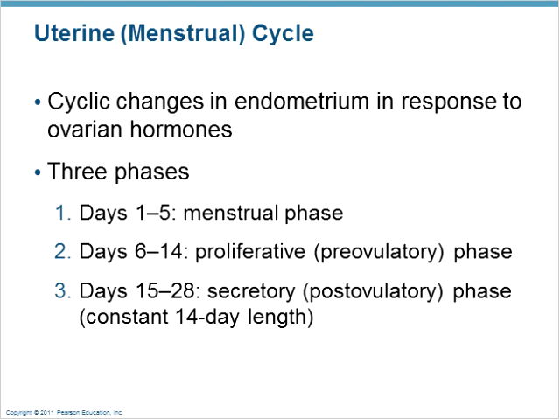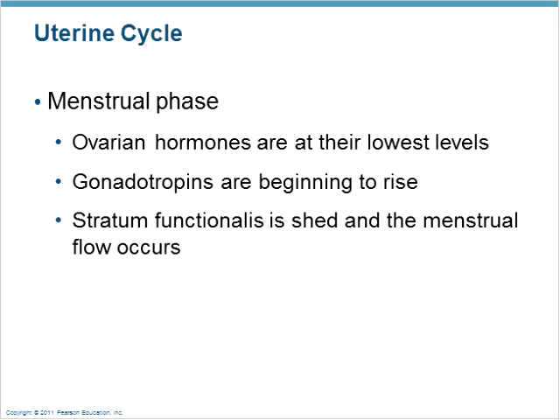The menstrual cycle is really the cyclic changes in the endometrium, that inside layer of the uterus, in response to the ovarian hormones. There are 3 phases. Days 1 through 5 is the menstrual phase. Day 6 to 14 is the proliferative phase, which is pre-ovulatory. And days 15 to 28 is the secretory phase, which is post-ovulatory. And it's the phase which is constantly a 14-day length.